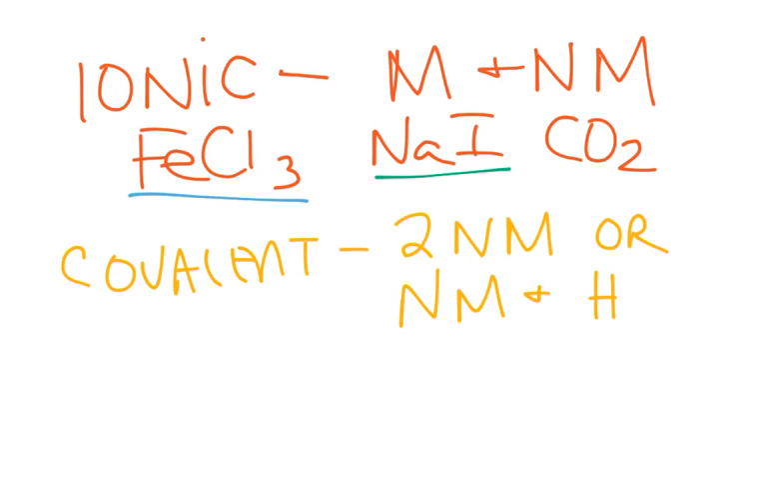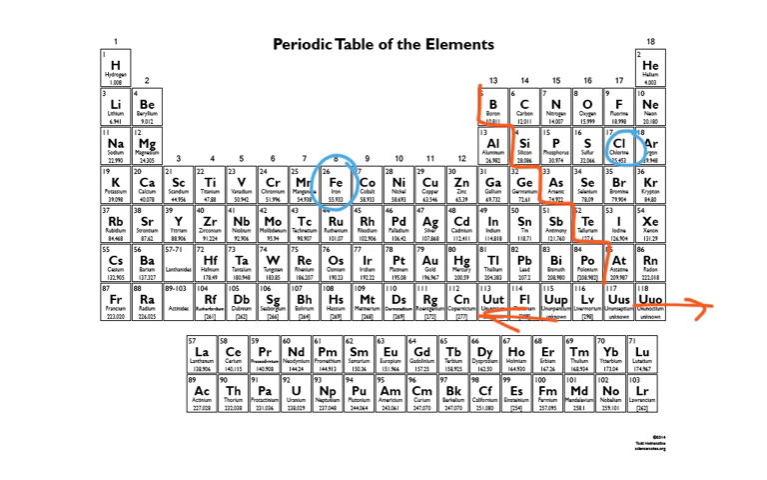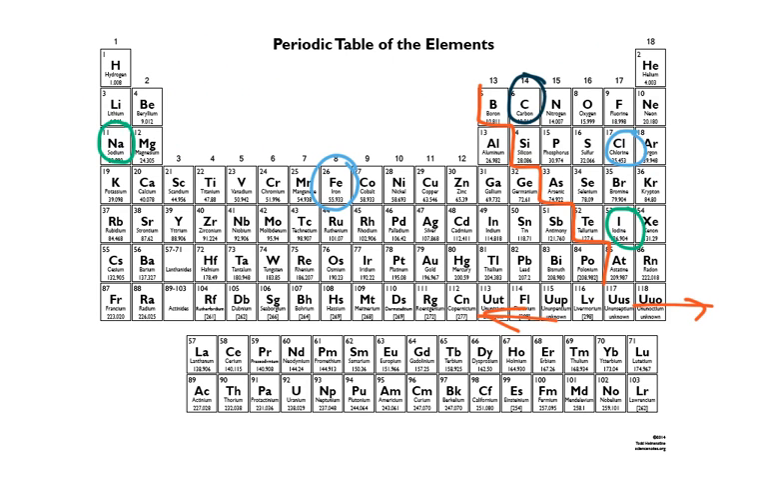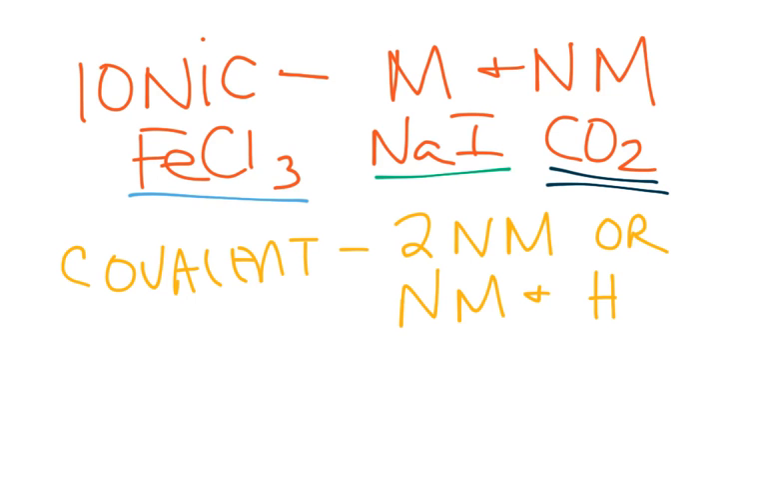NaI is the next one we're going to look at. Again, back to my periodic table. There's Na, there's I. That's a metal and a nonmetal, that's an ionic compound. Third one I'm looking at, CO2. Go back to my periodic table. There's carbon, there's oxygen. That's two nonmetals, that's covalent.